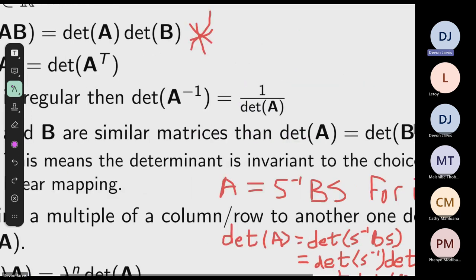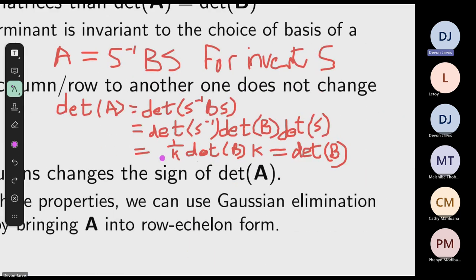All right, so now we use that property there. And so what we're left with is 1 over K times K is 1, and you're just left with the determinant of B. All right, so everything else follows from just the rules we've established. But again, you need to know that the first step of this is A is equal to the formula for a similar matrix.